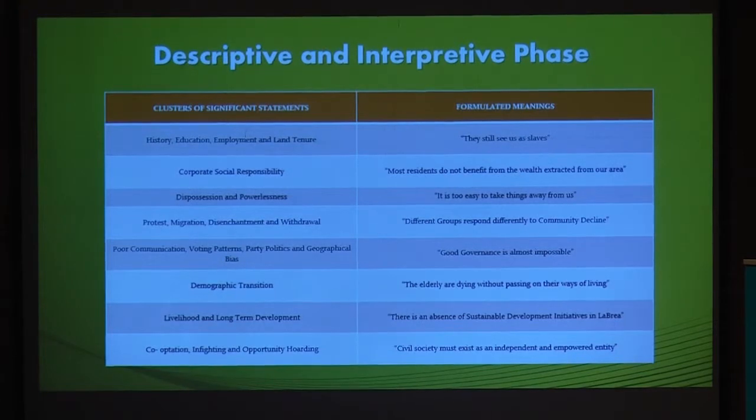The meaning is that they still see us as slaves. Corporate social responsibility: most residents do not benefit from the wealth extracted from our area. Dispossession and powerlessness: it's too easy to take things away from us. Protest, migration, disenchantment, and withdrawal: different groups respond differently to community decline.